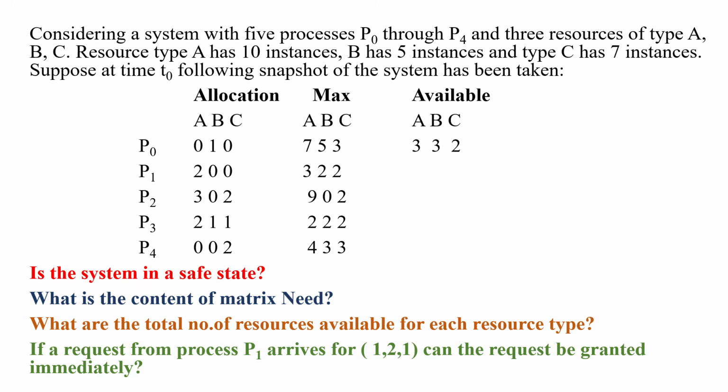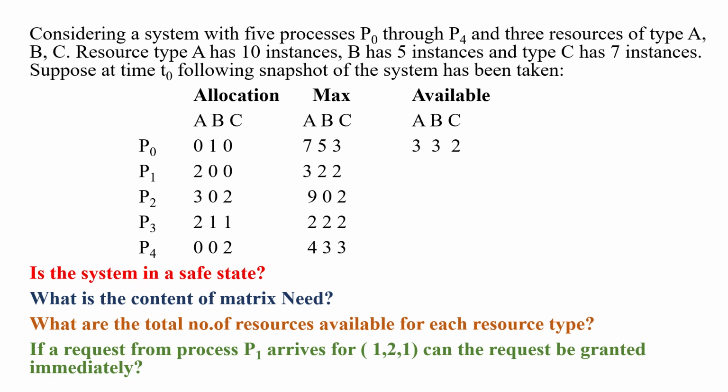C has 7 instances. So here they have taken a snapshot of the system at time T0. We have 5 processes P0, P1, P2, P3, P4, each allocated with some resources, and we are given the maximum resources to be allocated to each process and the available resources. In some cases, they won't give the available resources.